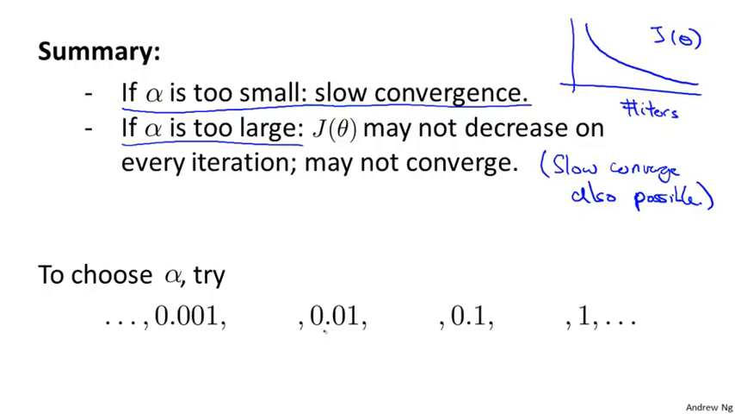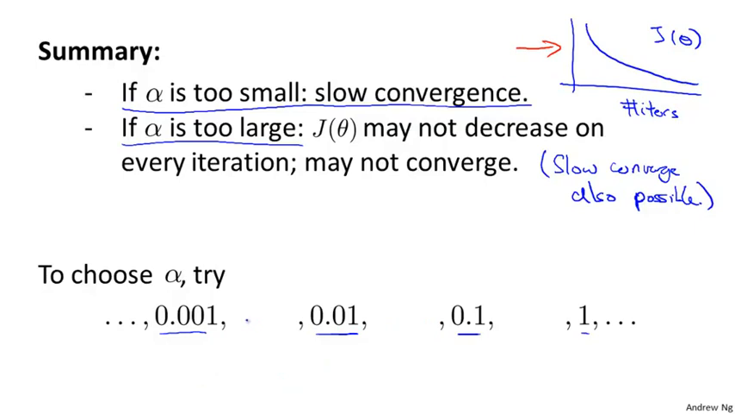Concretely, what I actually do when I run gradient descent is try a range of values. So just try running gradient descent with a range of values for alpha, like 0.001, 0.01. These are a factor of 10 differences. And for these different values of alpha, just plot J of theta as a function of the number of iterations, and then pick the value of alpha that seems to be causing J of theta to decrease rapidly. In fact, what I actually do isn't these steps of 10. This is a scale factor of 10 for each step up.